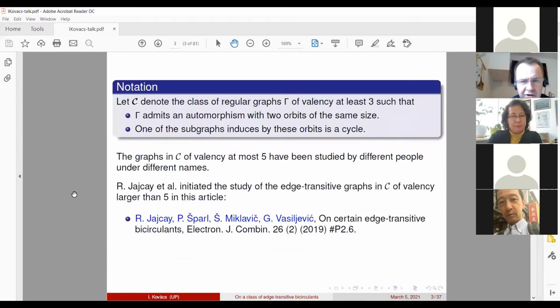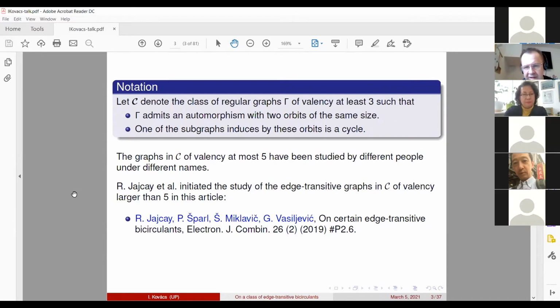So the family I'm interested in is the following. It contains regular graphs. The valency is at least 3. And the graph Gamma admits an automorphism with two orbits of the same size on the one hand. The other condition is that one of the subgraphs induced by these orbits is a cycle. By this, I relaxed the previous property a little bit. I'm happy if only one subgraph is a cycle.